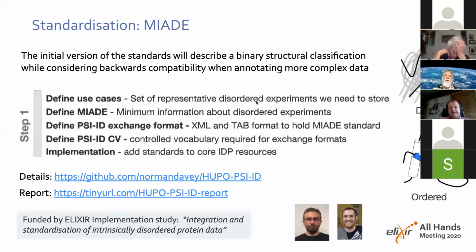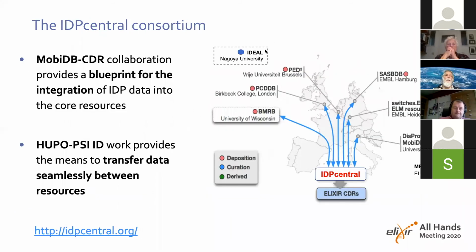So the details and the report regarding the MIADI standard in its first incarnation can be found at the links shown there. And you will hear more about MIADI during the next talk by Zsuzsa, who will be talking about the ontologies, which are then the following step. So next slide, please. So the idea for the IDPcentral consortium is to build a single interface which can then interact with the ELIXIR core data resources.